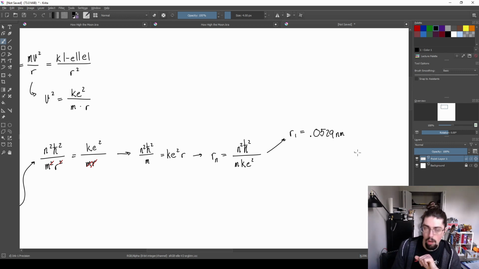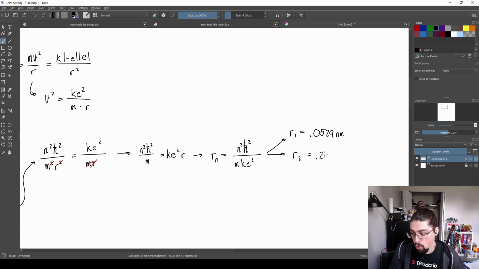So this is on the order of 10 to the negative 11th, a few orders of magnitude larger than the size of the nucleus. That's how far away the closest electron is. Pretty significant difference. R2, on the other hand, is going to be something like 0.2116 nanometers. R3 is going to be something like 0.4761 nanometers. And if you notice this relationship between them, it's all coming from n.